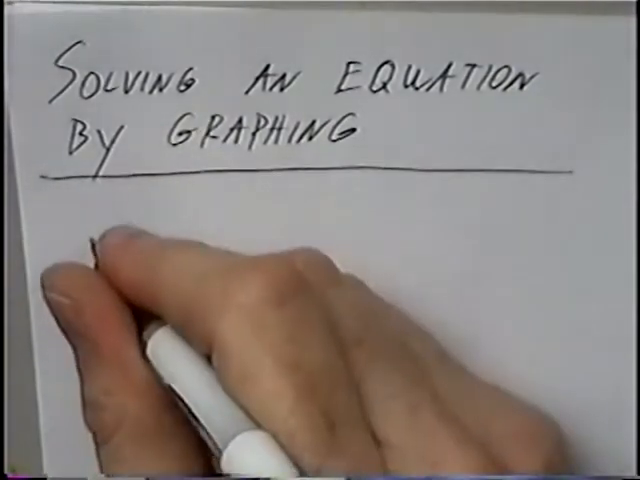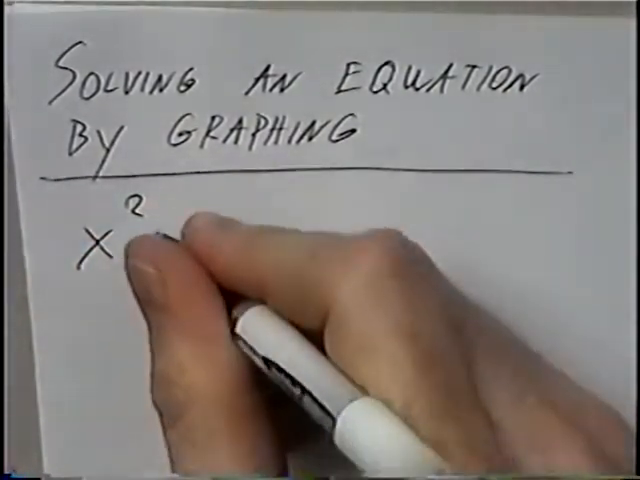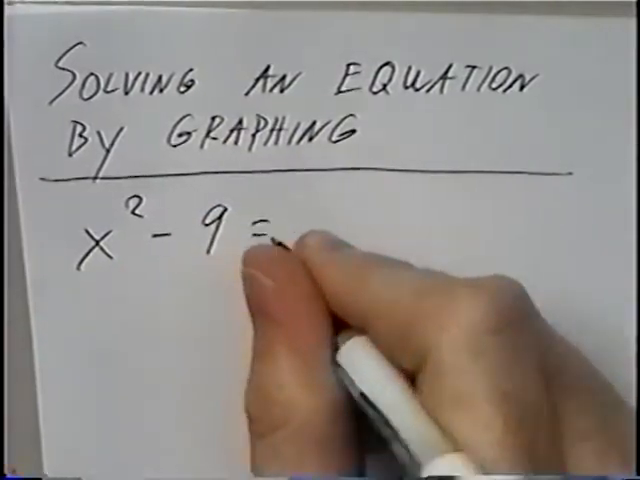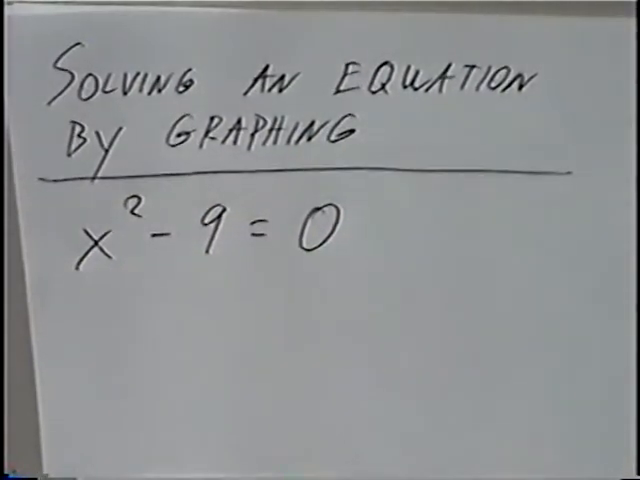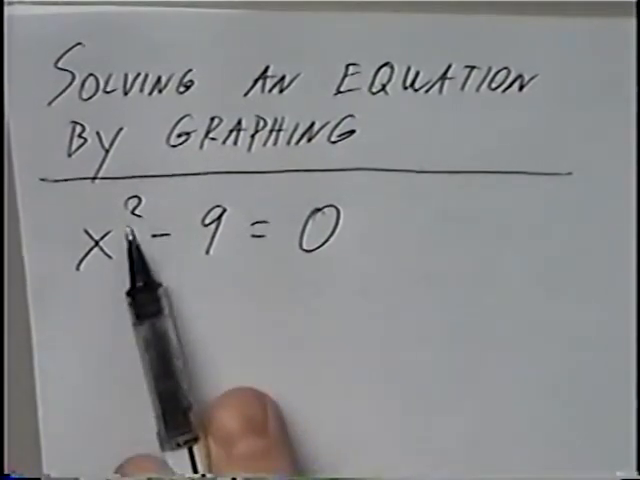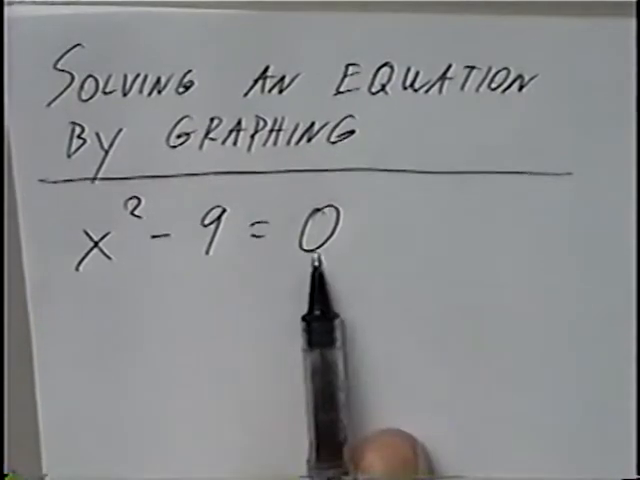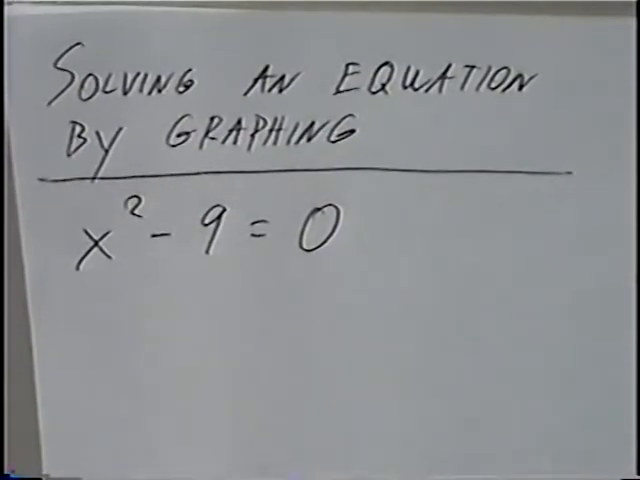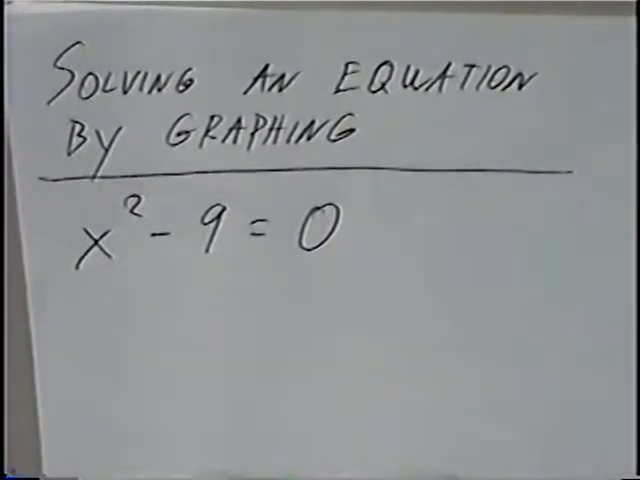First equation is x squared minus 9 equals 0. For this question, we want to find the values of x. When we plug in, square the number, and subtract 9, they'll equal 0. One way to solve this is by graphing.